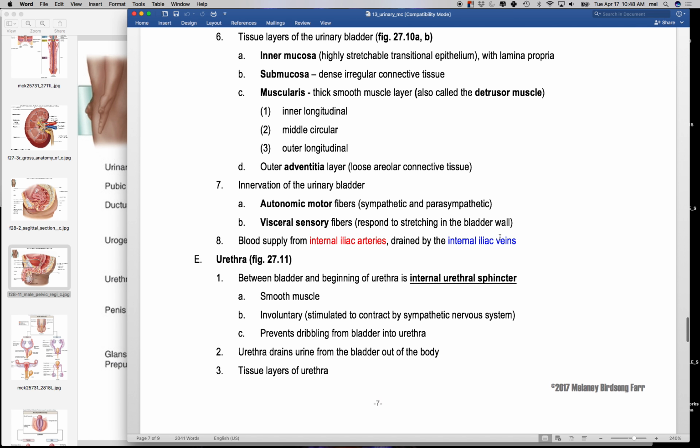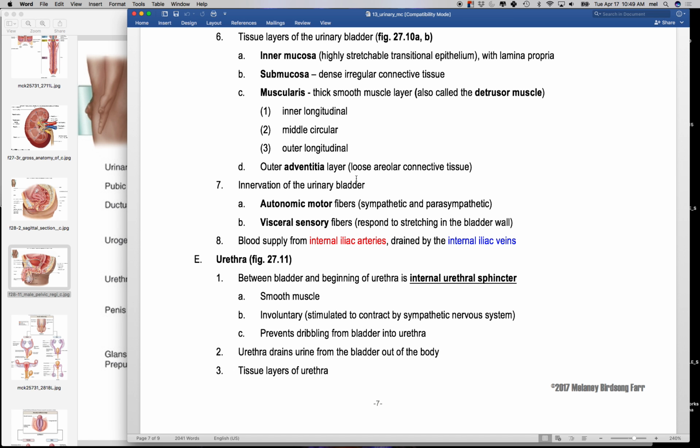Okay, tissue layers of the urinary bladder. The tissue layers of the urinary bladder we've already talked about: transitional epithelium, some connective tissue, some smooth muscle in the wall. How about innervation of the urinary bladder? It has both sensory and motor innervation. The sensory innervation primarily responds to stretch, and it's visceral sensory, right? And the motor innervation is autonomic.